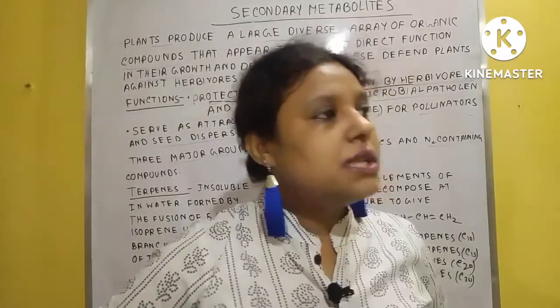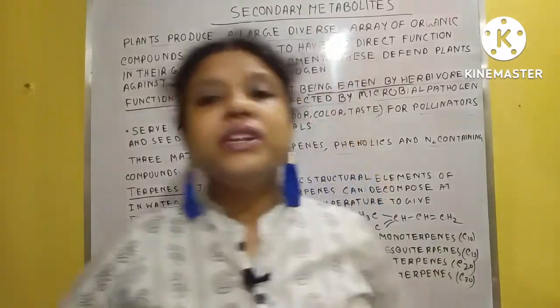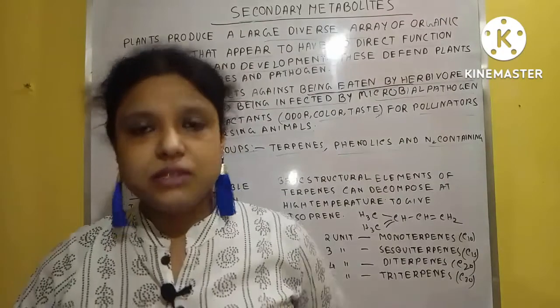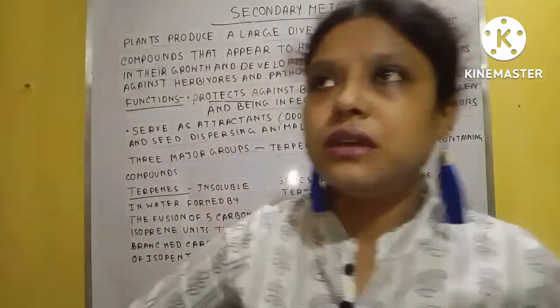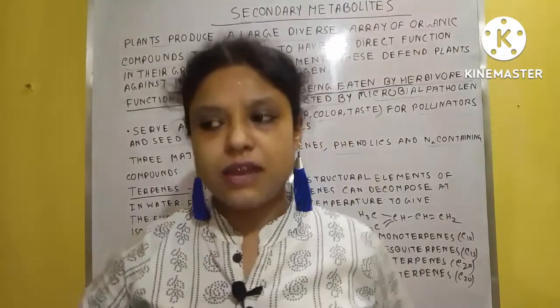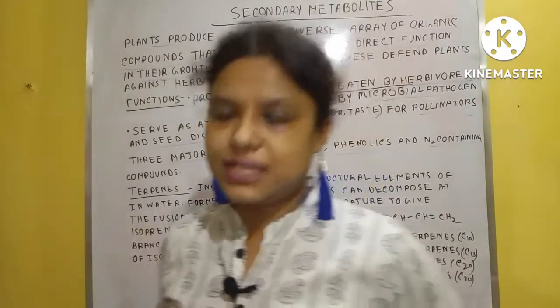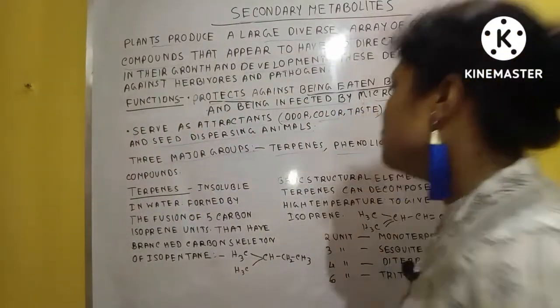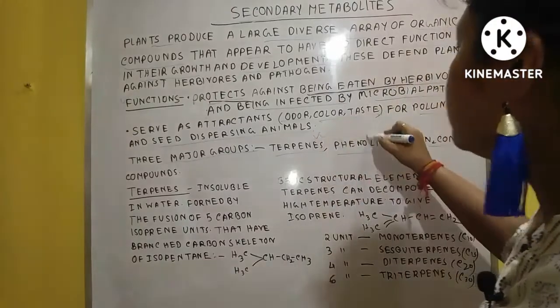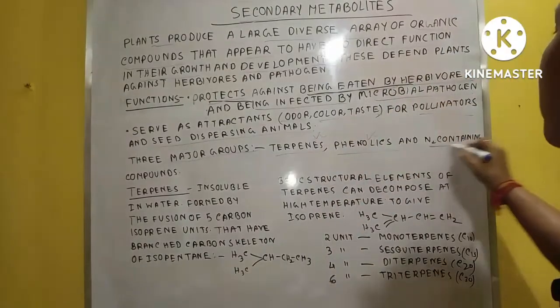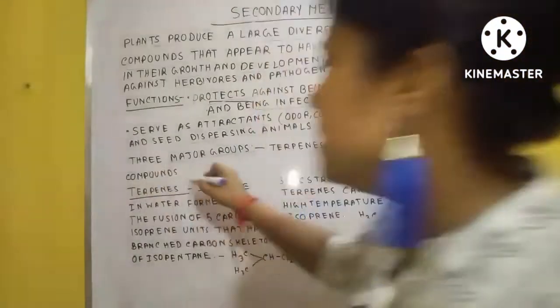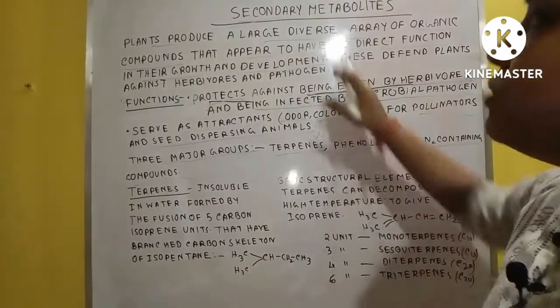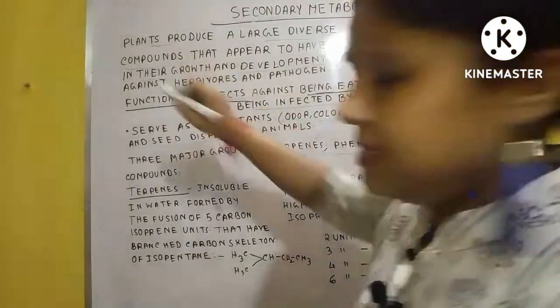In the secondary metabolites, generally three types of metabolites are found. Today I will explain only one in this first video, and after that I will also explain the other secondary metabolites. The three types are the terpenes, the phenolics, and the nitrogen containing compounds. Clear? So first of all, you just need to know what secondary metabolites are.